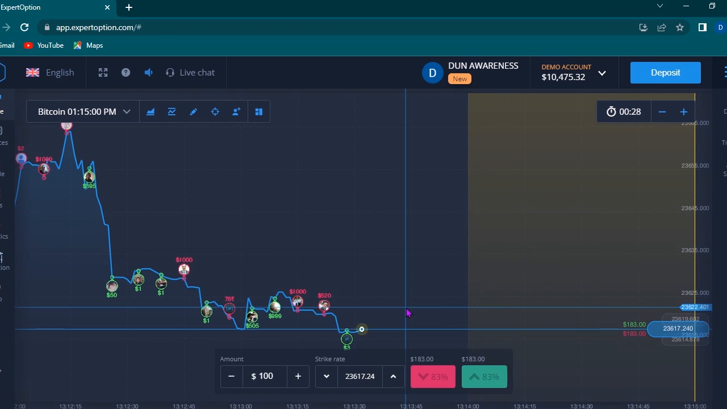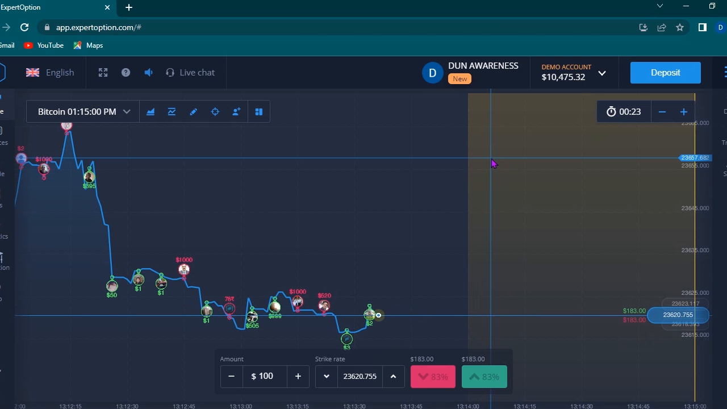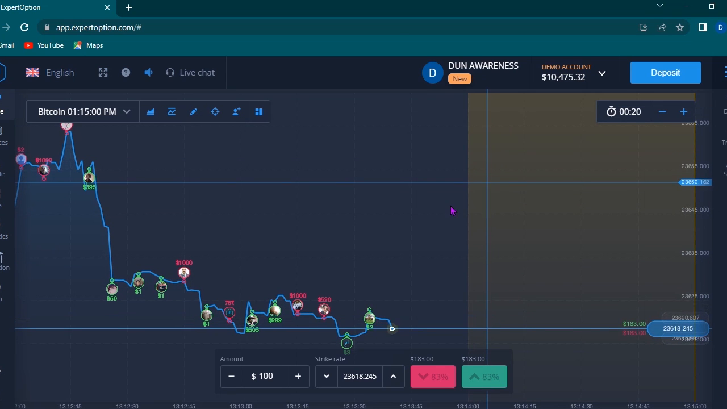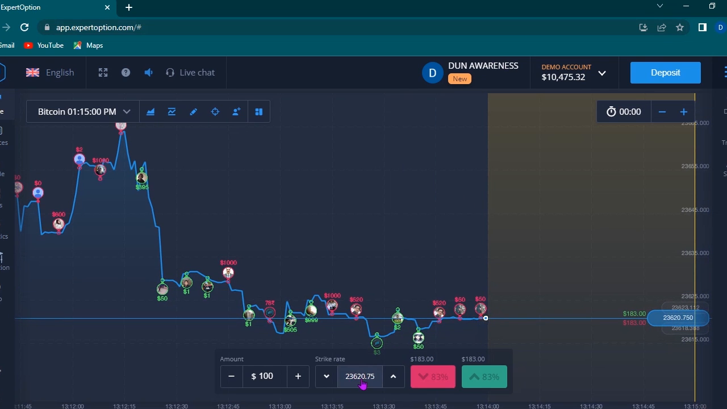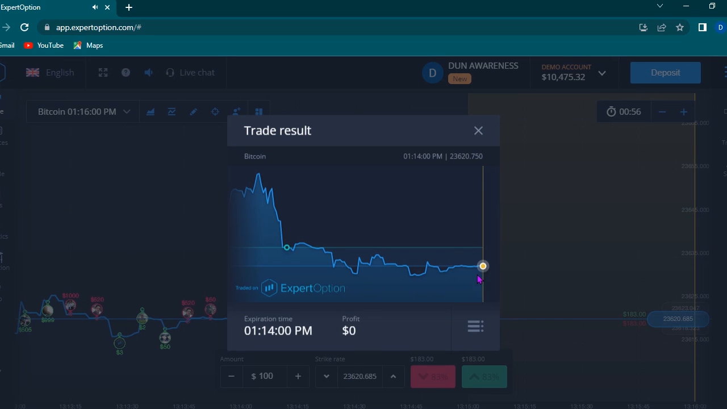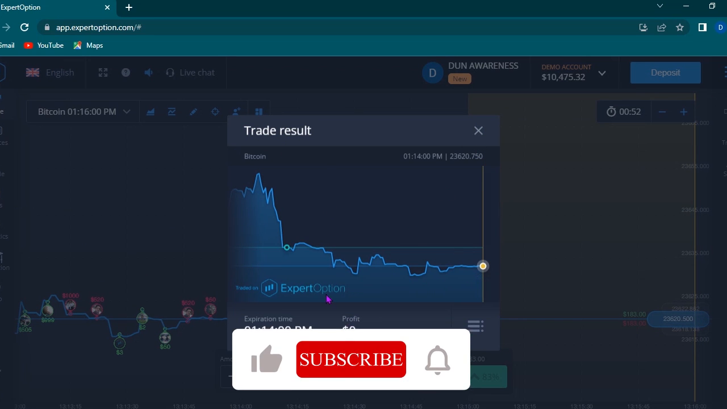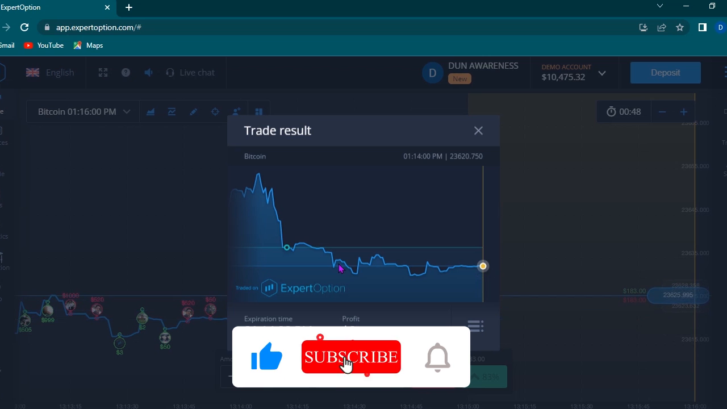You can see my account had 10,000, but I raised it to $475 in a few minutes, and it's just very easy. When you click sell, it means you want the market to move down from where you have clicked. For example, if you click Apple sell, you can see now the trend has ended and it is staying below, so I lose that.